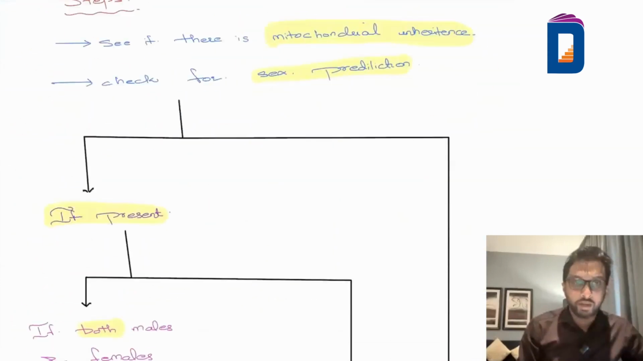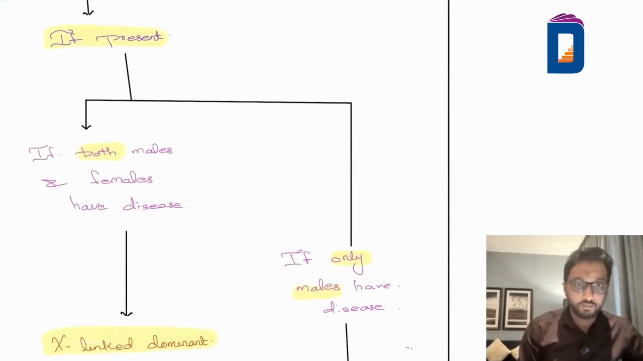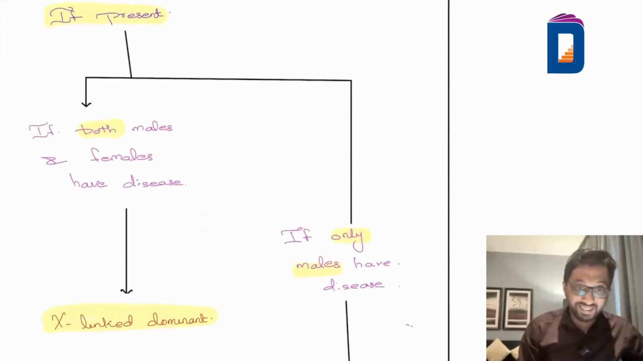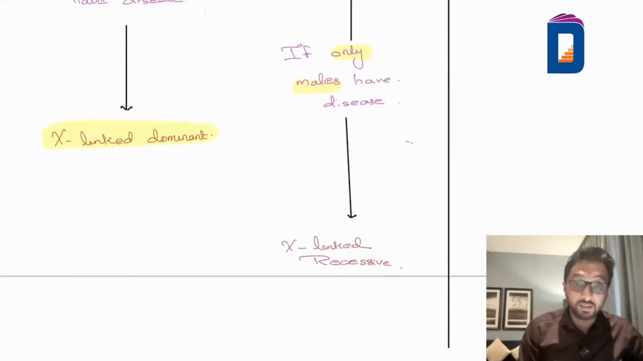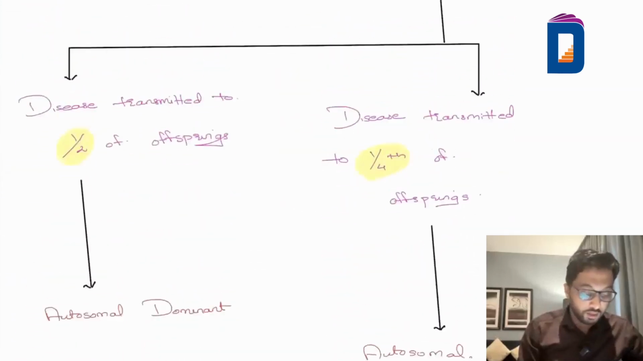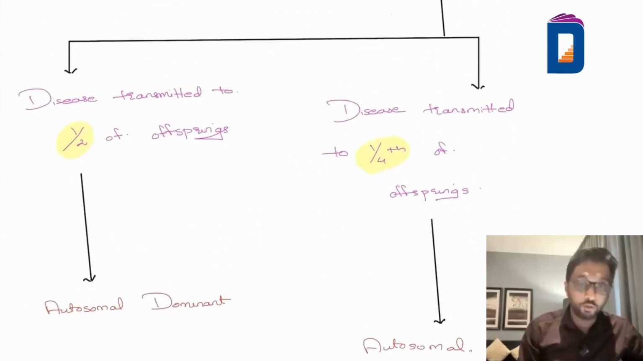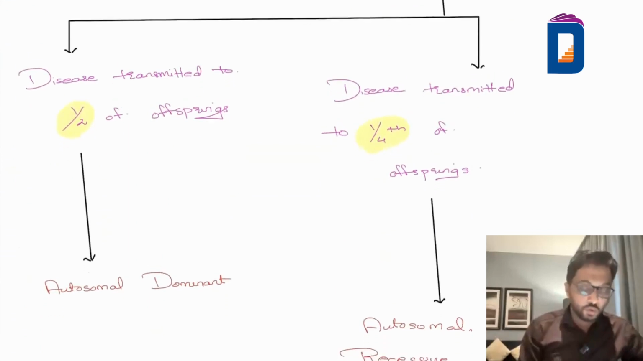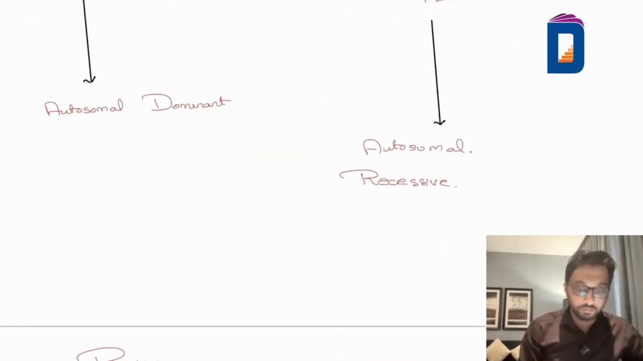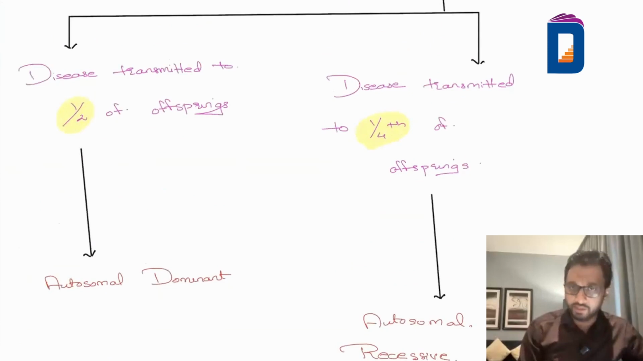If there is a sex predilection present, see if both males and females are affected, then it is X-linked dominant. If only males, it's X-linked recessive. Then if there is no sex predilection, you see half or 1/4. If it's half, it's autosomal dominant. If it's 1/4... now this rule is not very strictly applied. That's why I told you, you have to see the parents also.